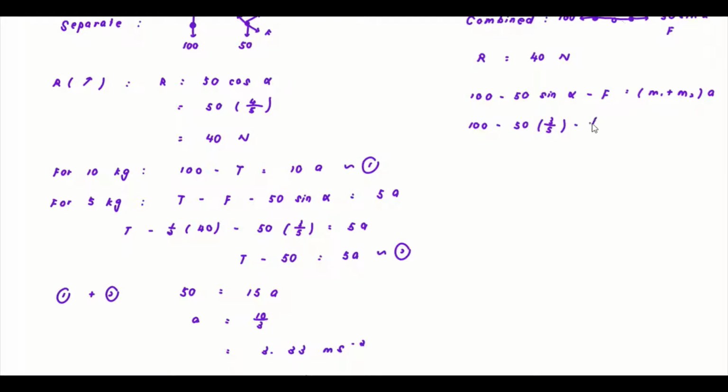It's the same thing as 0.5. 1 over 2 then 40. Okay, equal to mass 1 plus mass 2, which is 10 plus 5, then A. So when you solve this, what do you get? 100 minus 30 minus 20, so it's 50 as well, equal to 15A. So you see you are just getting the exact same answer. Okay, so 3.33 meters per second squared.